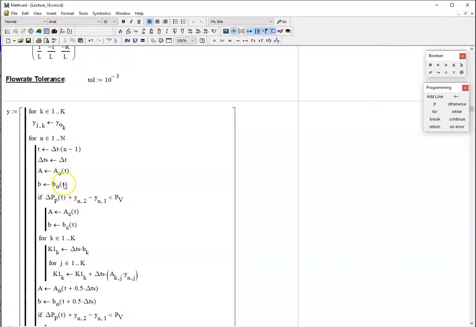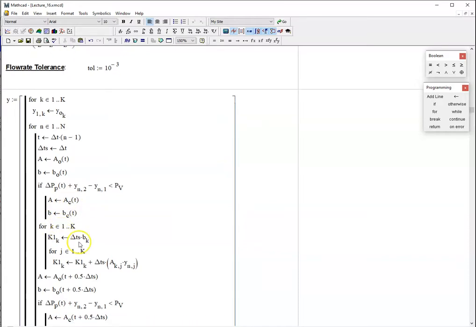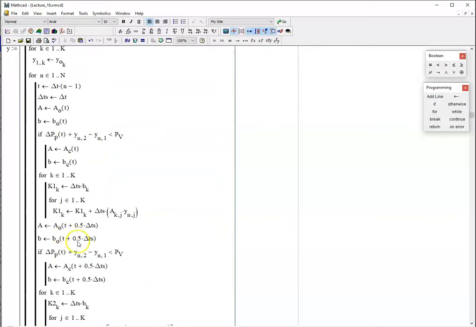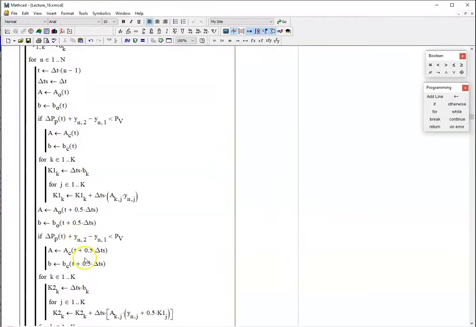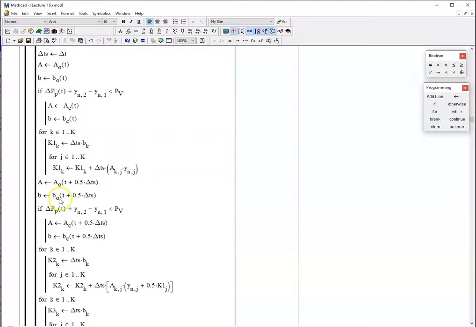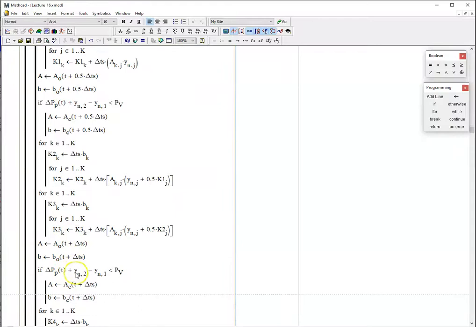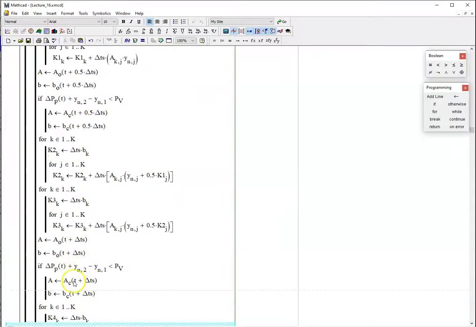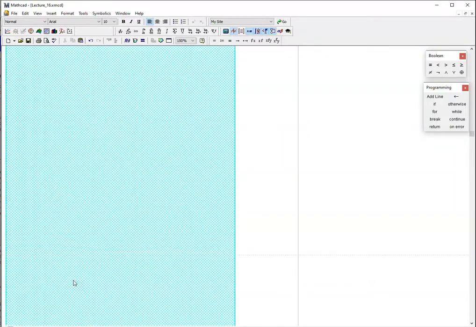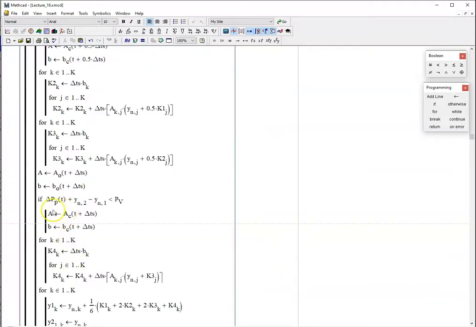If the valve is open, we're going to use A0 and B0. If the valve is closed, if the pressure across the valve is less than PV, that means the valve is closed, so we're going to use AC and BC for A and B. All right. So we calculate K1. Then we ask the question again, whether the valve is open or closed, to be able to use A0, B0, or AC, BC. Calculate K2, calculate K3. And then after one time step, we check again whether the valve is open or closed. And then with that information, depending on what A and B are, we calculate K4.